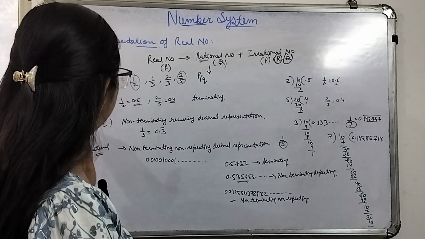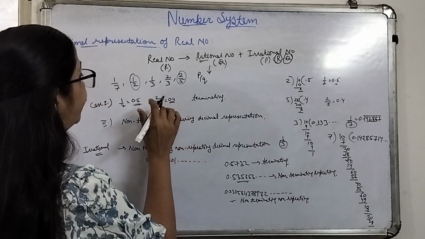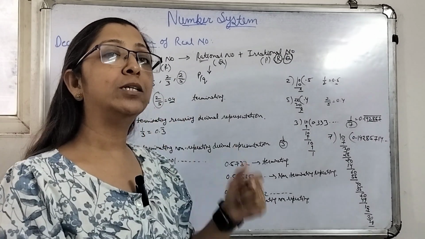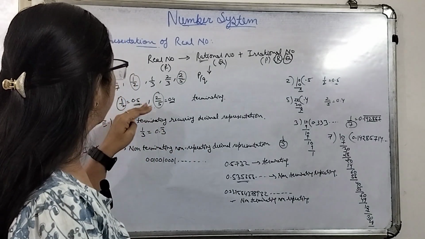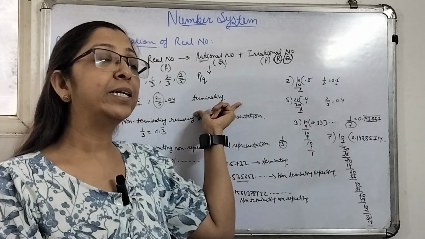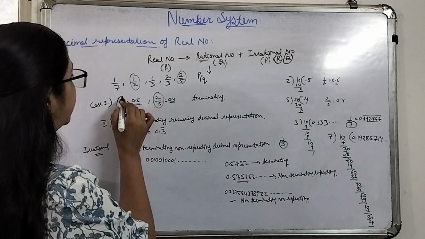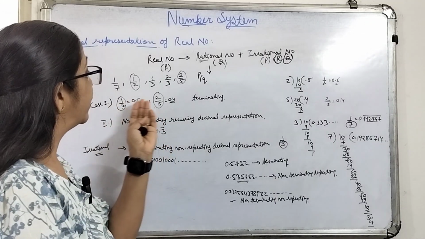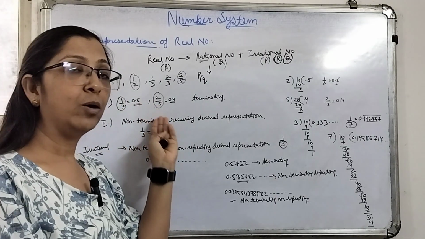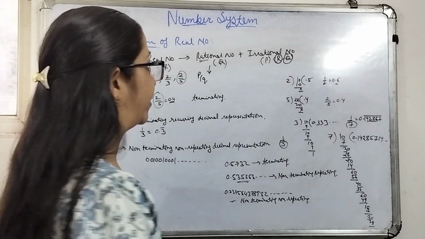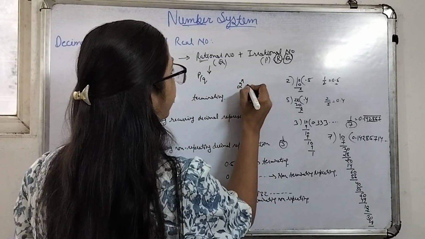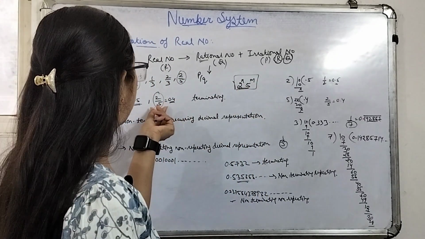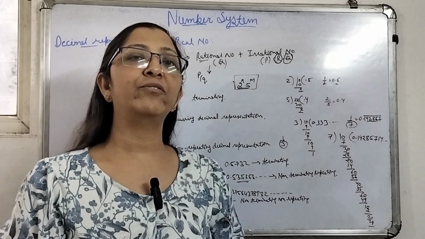Now we can conclude over here that if the denominator is either 2 or 5 or a multiple of 2 and 5, then such cases will be an example of terminating decimal representation. Over here we can see 1 upon 2, the denominator is 2. Here the denominator is 5. So whenever your denominator is 2 or 5 or a multiple of them, that means it is in terms of 2 raised to the power n, 5 raised to the power m. If the denominator is in this form, then your decimal representation will always be terminating.